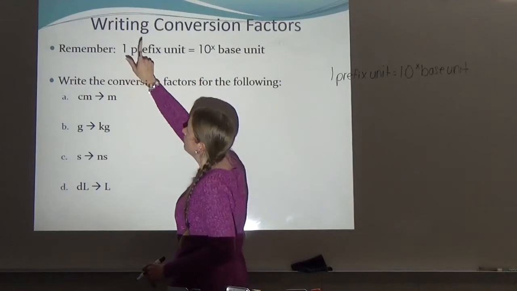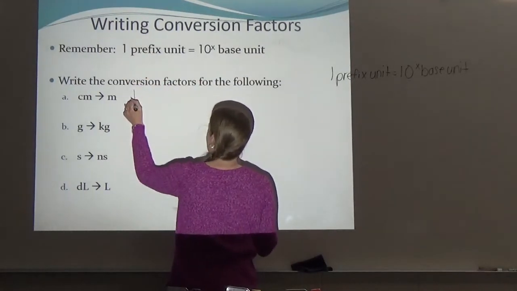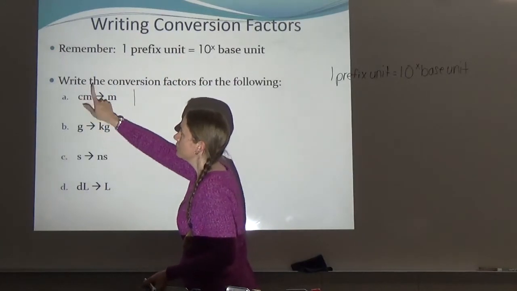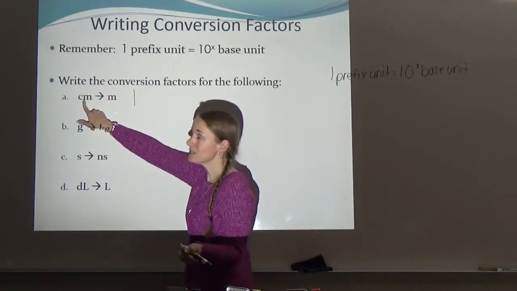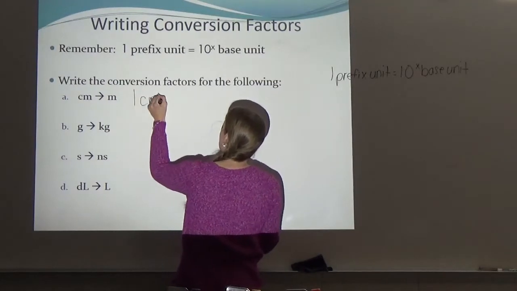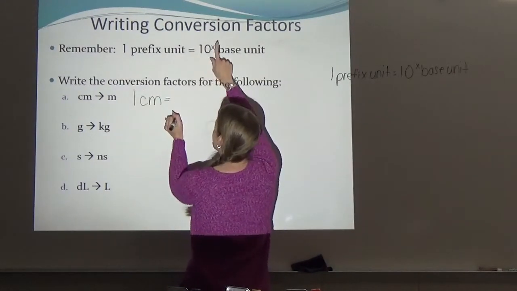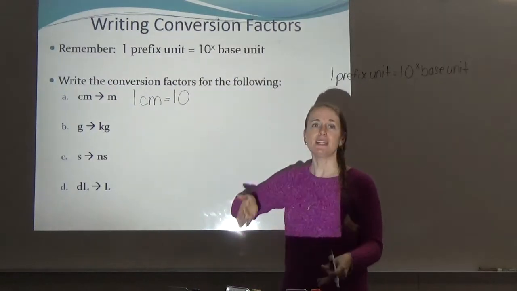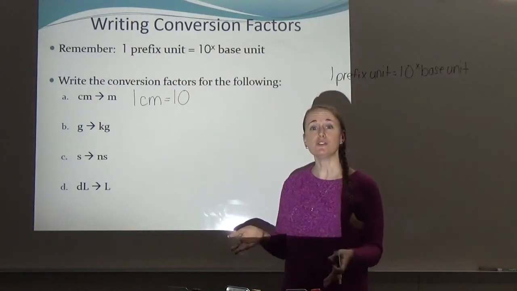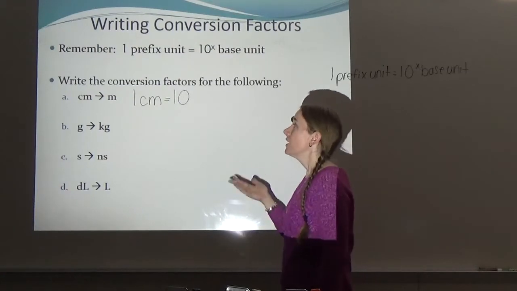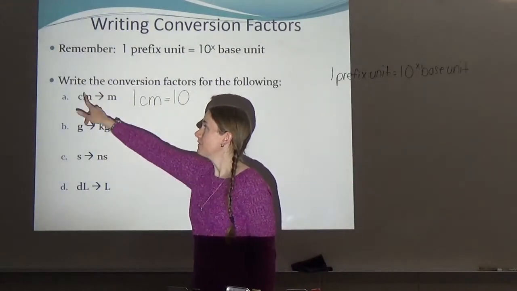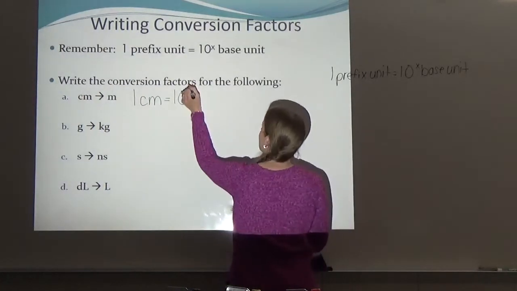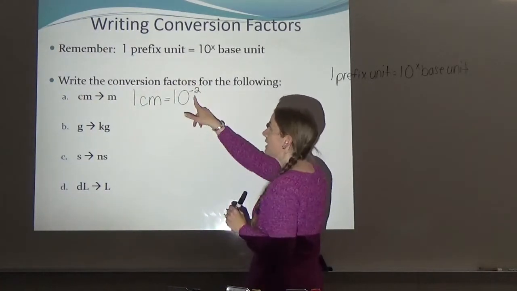So one prefix unit. So I'm going to write one prefix unit. Well, which one has the prefix, centimeters or meters? Well, centimeters has a prefix. So 1 centimeter, then I put equals 10 to the x. The x means that can be any number. So this is where you're going to use your SI prefixes chart. Look at your SI prefixes chart and find centi. When you find centi, you're going to see 10 to the negative 2. So that's what I'm going to put in.